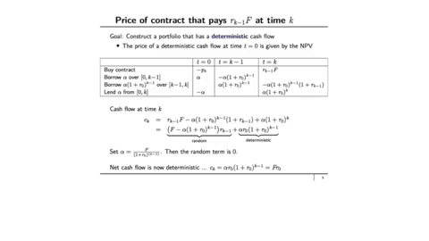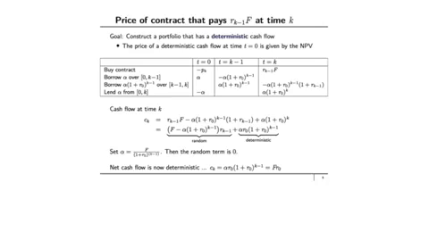I'm going to do this in 2 steps. So far, we've only used the no arbitrage argument to price a deterministic cash flow. Here, we are constructing the price of a contract that pays Rk minus 1 times f at time k. Rk minus 1 is not known at time t equal to 0, but the price has to be computed at t equal to 0. Rk minus 1 is a random quantity. Its exact value, or its realization, is only known at time k minus 1.